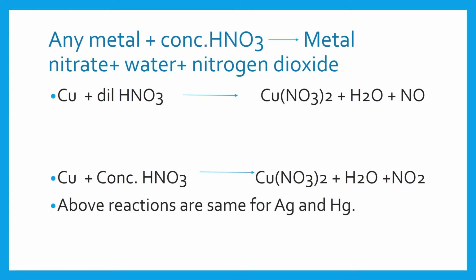Any metal, when it reacts with concentrated nitric acid, forms the metal nitrate, water and nitrogen dioxide. Copper, when it reacts with dilute nitric acid, will form copper nitrate, water and nitric oxide. Whereas when it is reacting with concentrated nitric acid, it forms copper nitrate, water and nitrogen dioxide. These reactions are the same if we are using silver as well as mercury.